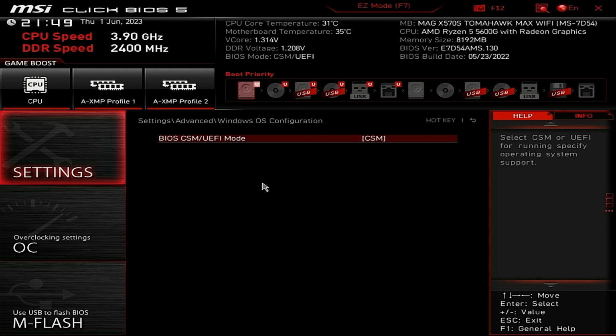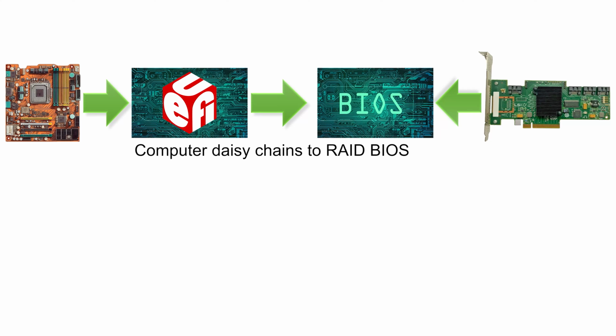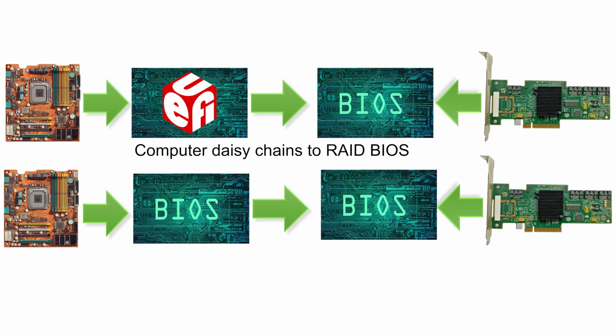Now let's consider how the computer communicates with the RAID controller card. On this computer, the motherboard has a UEFI chip which provides the basic software that runs the low-level functions of the computer. The RAID controller has a BIOS chip on it. Effectively, it has its own BIOS. In order to use both, the UEFI daisy chains to the RAID BIOS. If the computer was running BIOS, the process would be the same. In order for this process to work, the computer's UEFI or BIOS needs to have a link to the BIOS on the RAID controller. The process is the same if the computer uses UEFI and the RAID controller uses UEFI.